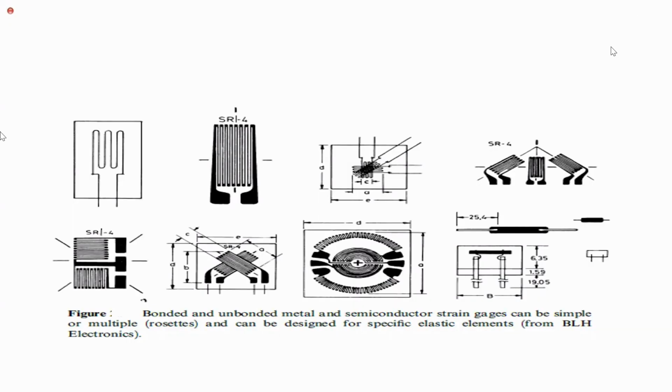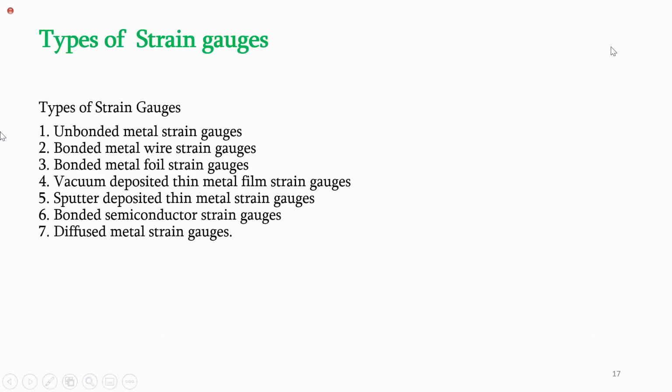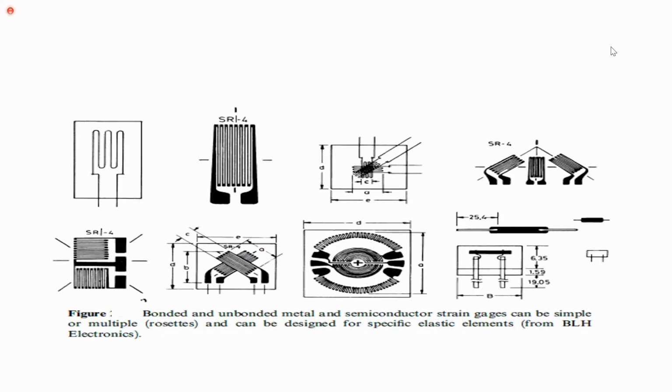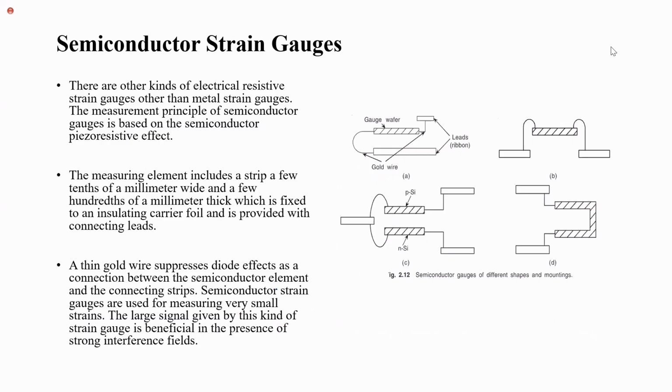So in this way, we can find out the strain by using strain gauge, and the formula for gauge factor is delta R by R divided by epsilon naught, epsilon gauge factor. And here we have semiconductor strain gauges. I will show you some images of the semiconductor strain gauges.